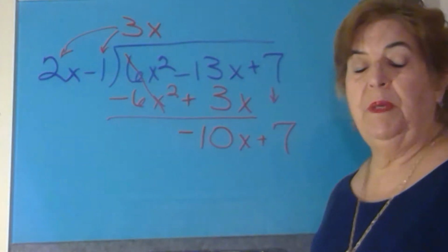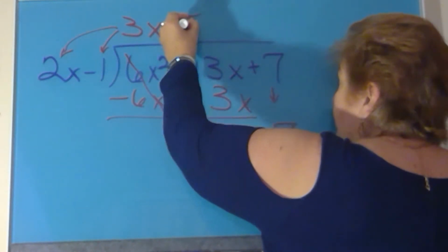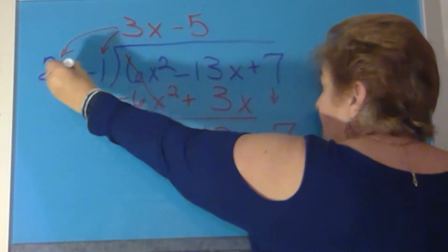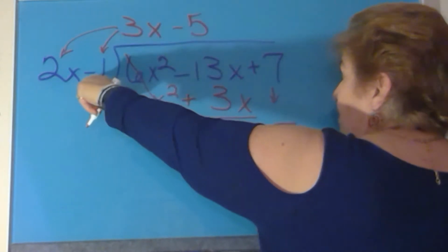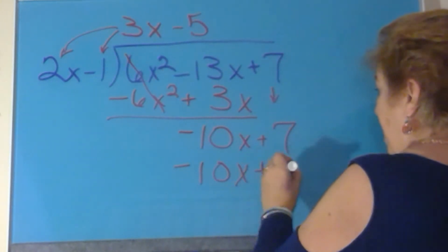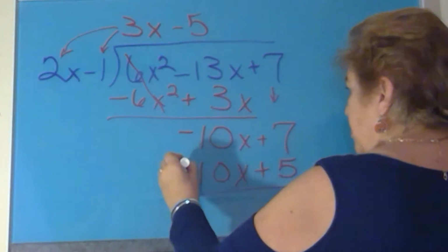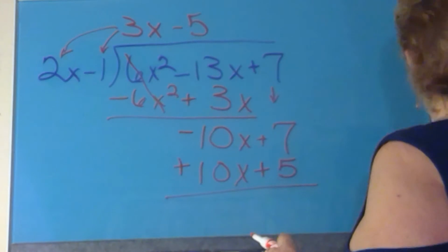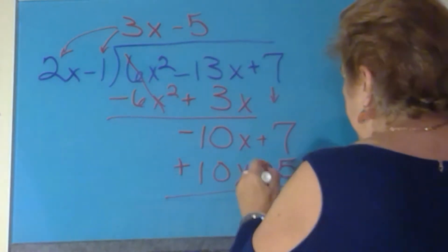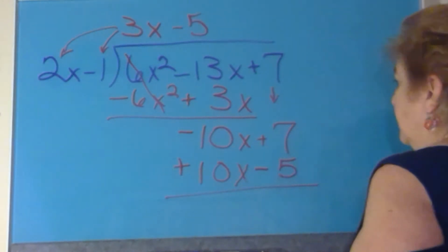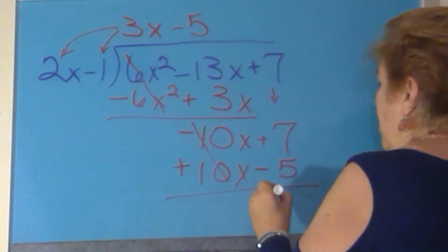2x times what gives me a minus 10x? Well, that would simply be a minus 5. Minus 5 times 2x is a minus 10x. And a minus 5 times a minus 1 gives you a plus 5. Now again, we're going to change the signs. That becomes a plus, and that becomes a minus. So again, those subtract out, and you're left with 7 minus 5, which is 2.